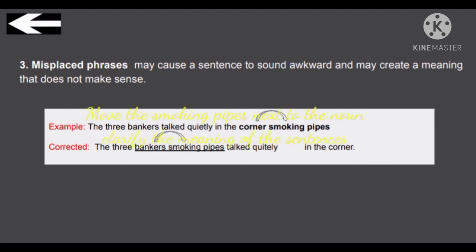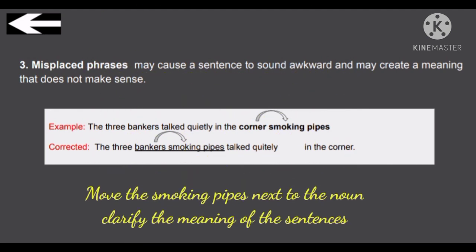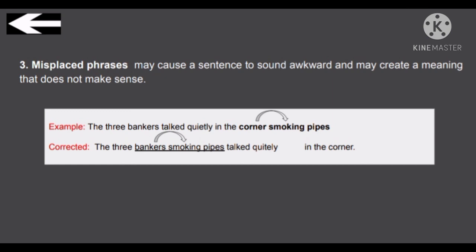So we move the smoking pipes beside, or next to, the noun. The noun there is the three bankers. So we need to put them next to the noun. So: The three bankers smoking pipes talk quietly in the corner. The phrase there is smoking pipes. We need to remember that we need to put the phrases next to the noun.